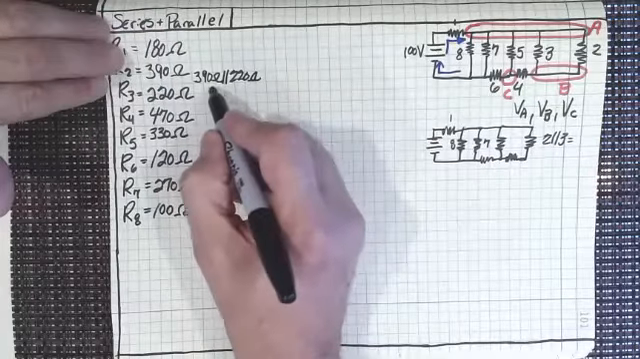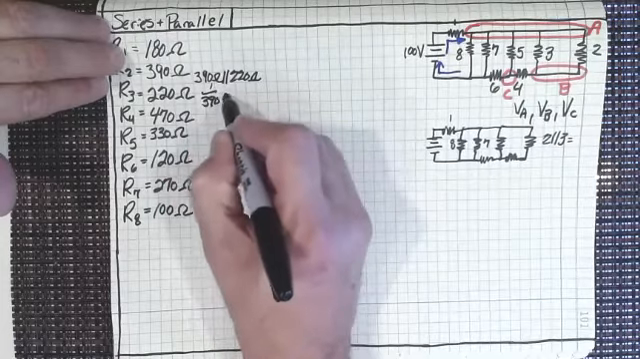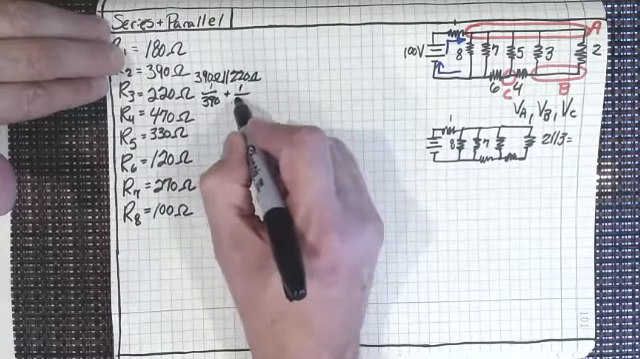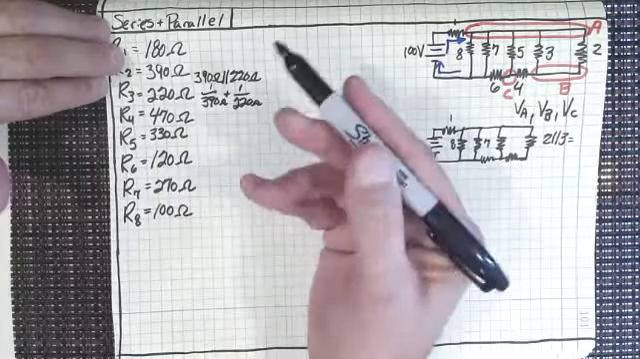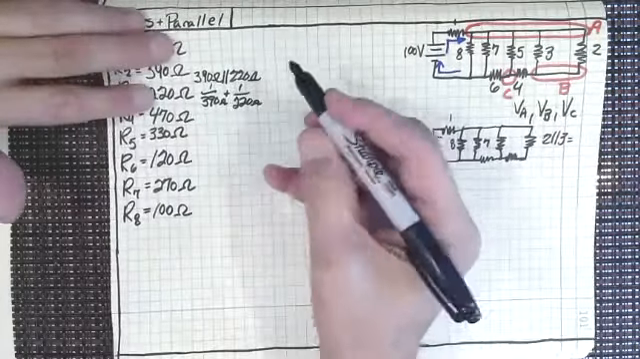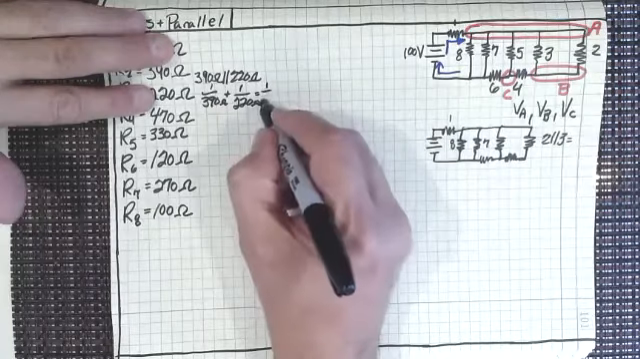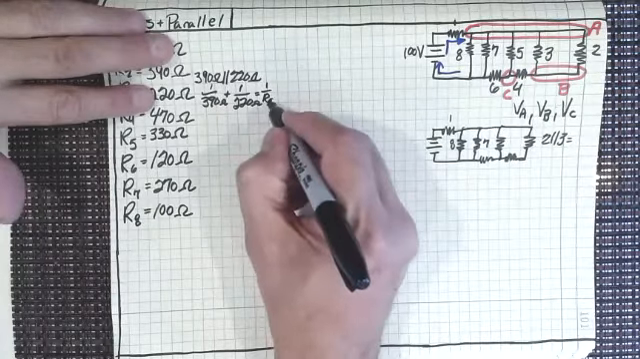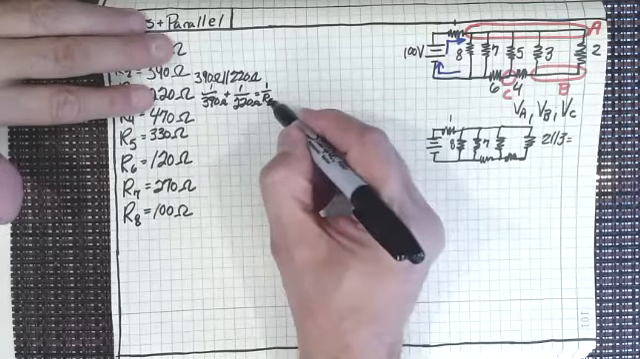We have 1 over 390, right? Plus 1 over 220. I should put my ohm symbol there, but this is not the finest point Sharpie in the world. 1 over 220 is going to give me the 1 over the equivalent of those two, or really the 2, 3 in parallel thing.